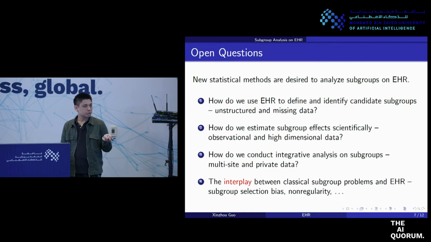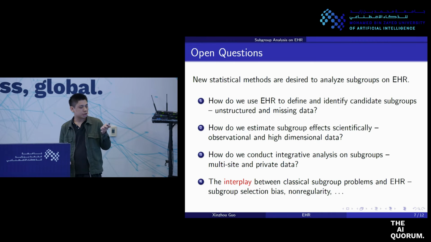And in the end, certainly there is some interplay between the classical subgroup problem and EHR. For example, the subgroup selection bias and non-regularity. Non-regularity means that when the boundary of the subgroup is not smooth, then the inference usually is very challenging.